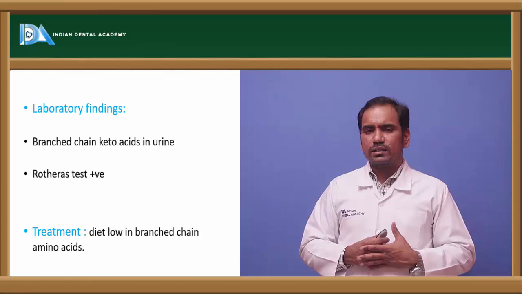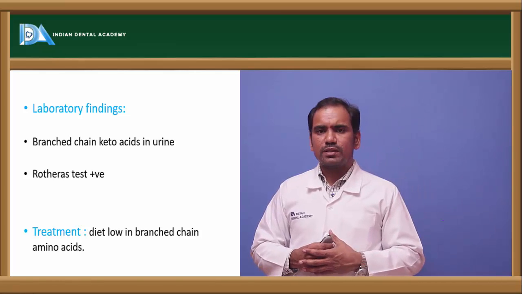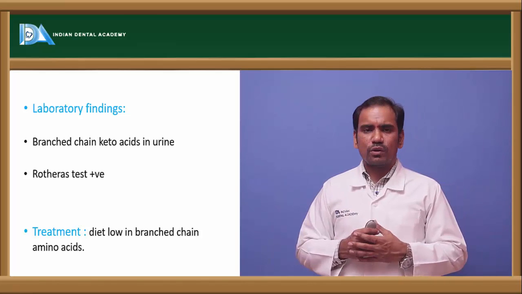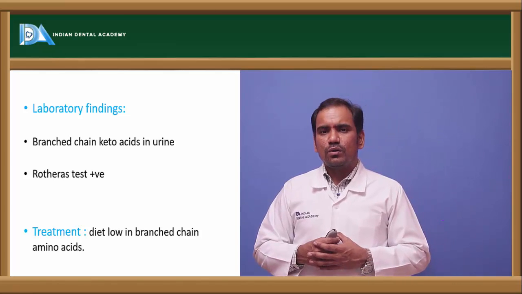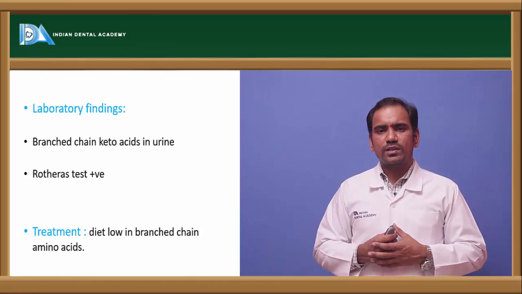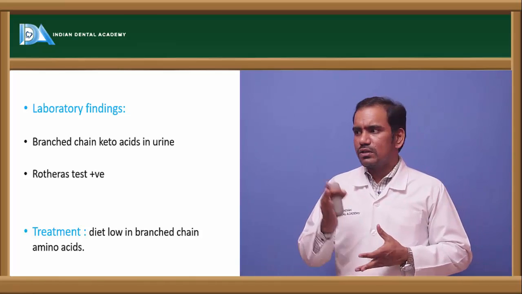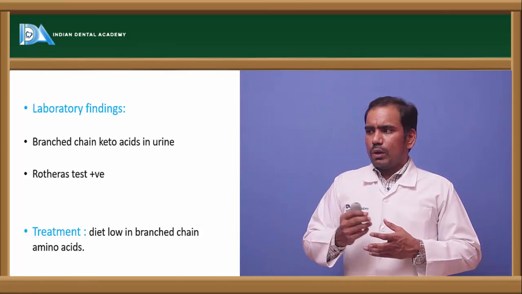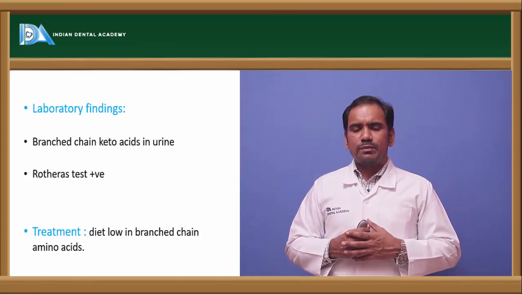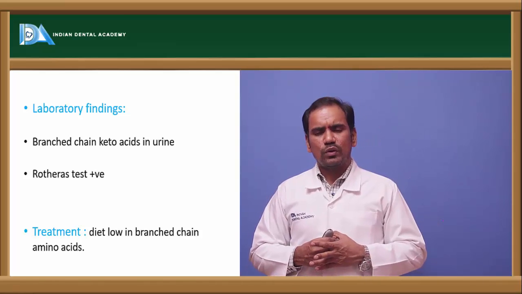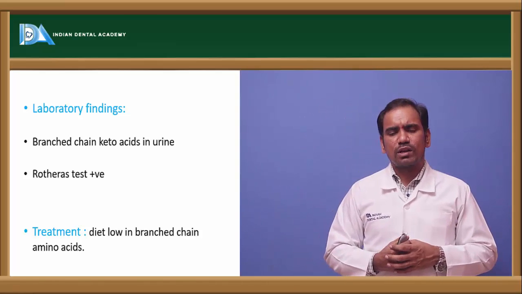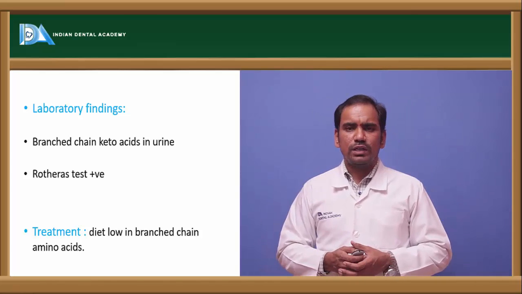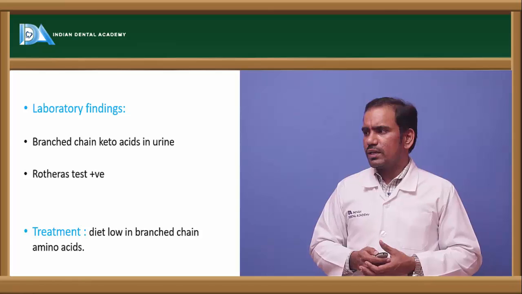Coming to laboratory findings, the diagnosis of maple syrup urine disease: these branched chain amino keto acids, which are in excess because of deficiency of alpha keto acid dehydrogenase, can be identified by Rothera's test. Apart from that, what is the treatment in case of MSUD? We have to decrease the intake of branched chain amino acids in the diet. That's how we can treat these MSUD cases, maple syrup urine disease cases.